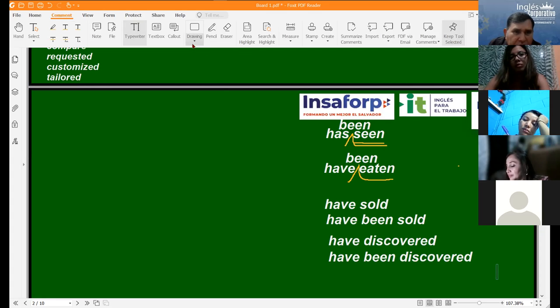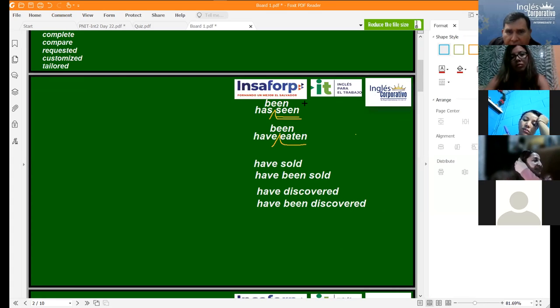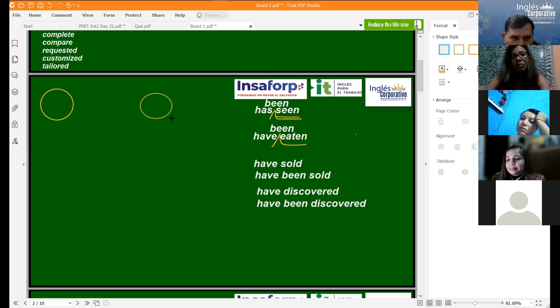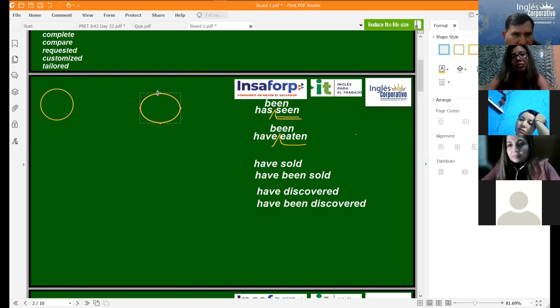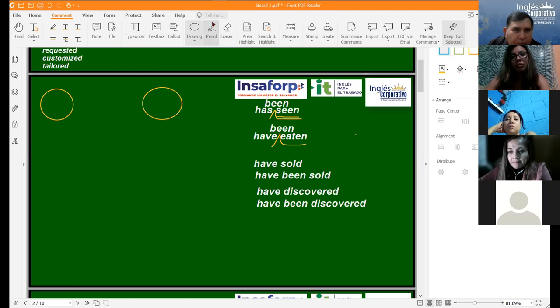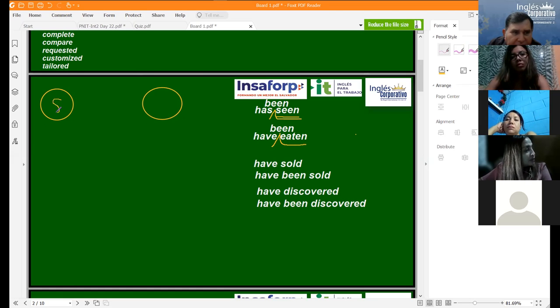Let me give you an idea. I'm going to do this with this. The color has to be yellow. Let's put another one here. This represents subject and object. I'm going to make a Superman S here. This is the subject, and this is going to be the object.